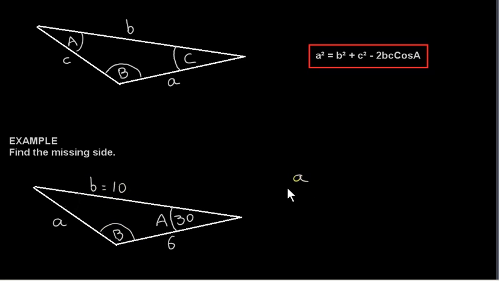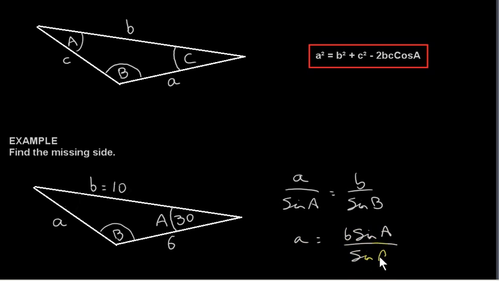So our sine rule says that a over sine A equals b over sine B, and from that we get a equals b sine A over sine B. We just multiply across by sine A. Of course, we don't have enough information. b we know is 10, capital A is 30 degrees, but the problem is we don't know what angle B is. We cannot get this angle because we don't know this angle up here. If we knew two angles, we could find B. So we don't have enough information to use the sine rule.